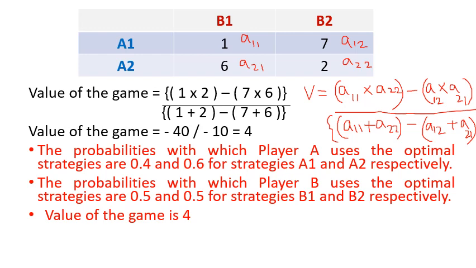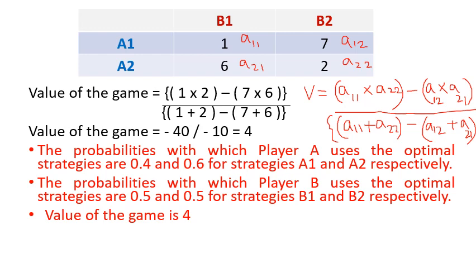So what you are trying to do here is 1 into 2 minus 6 into 7. Here A11 is 1, A12 is 7, A21 is 6 and A22 is 2. Substitute these values in this particular expression. A11 into A22, that is 1 into 2, minus A12 into A21, that is 7 into 6, divided by A11 plus A22, that is 1 plus 2, minus A12 plus A21, that is 7 plus 6. So you will get a value of the game.